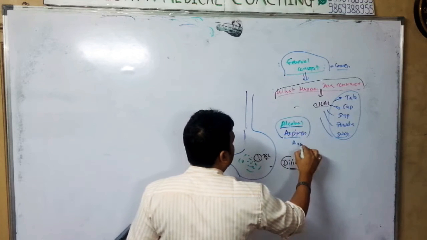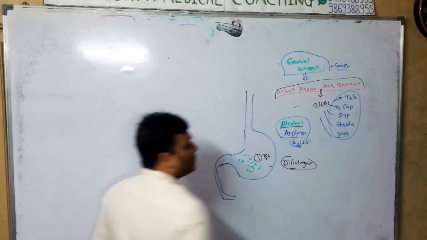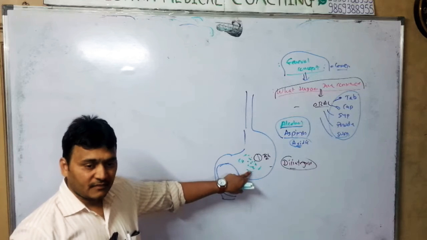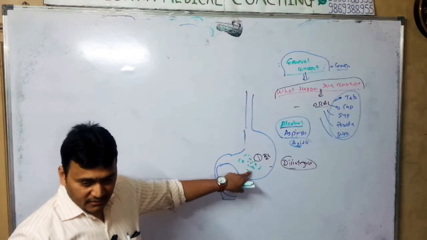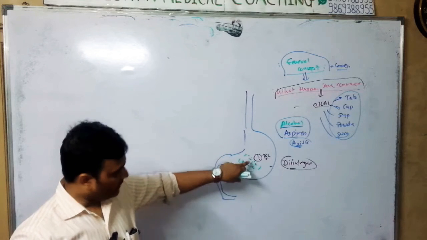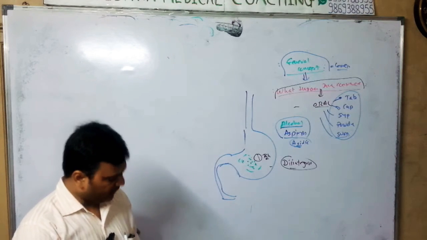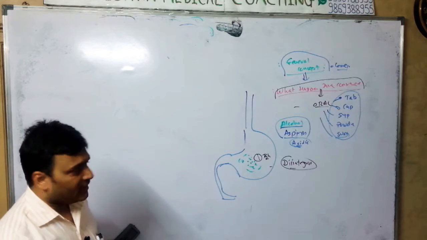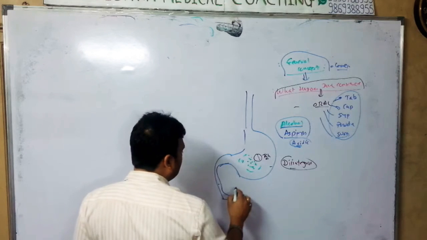See, these are acidic drugs. What is the pH in the stomach? Acidic. So acidic drugs will be absorbed from the acidic environment. Only two drugs, but 99% of the drugs are not absorbed from the stomach. They go to the small intestine.